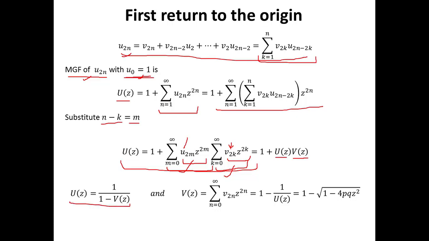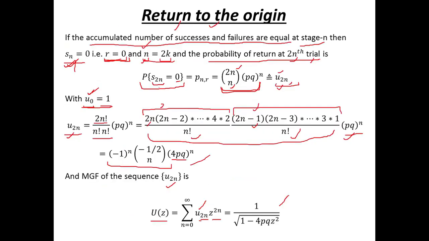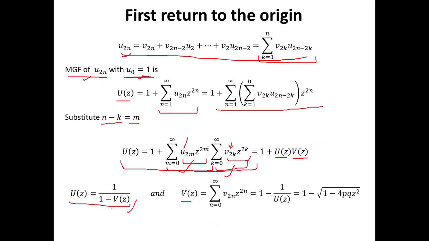If you solve, you will get U(z) in terms of V(z), that is 1 by 1 minus V(z), and V(z), by definition, is the sum for n equals 0 to infinity of v2n z to the power 2n, which will be equal to 1 minus 1 by U(z) by this formula. U(z) we have already derived as 1 by the square root of 1 minus 4pq z squared. So if you substitute here, you will get the V(z) expression as this one.